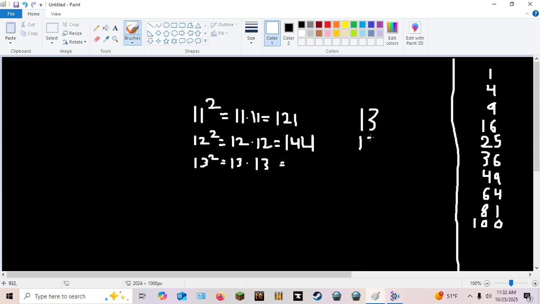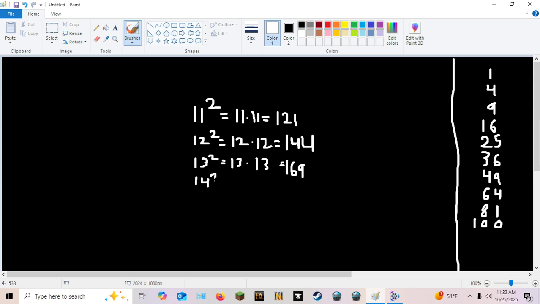So 13 times 13, it looks like an addition sign. So 3 times 3 is 9. 3 times 1 is 3. Add a 0 because 10 has a 0. 1 times 3 is 3. 1 times 1 is 1. Now we'll add. 9 plus 0 is 9. 3 plus 3 is 6. And then 1 plus 0 equals 1. You don't have to write 0. So in this case, it equals 169.